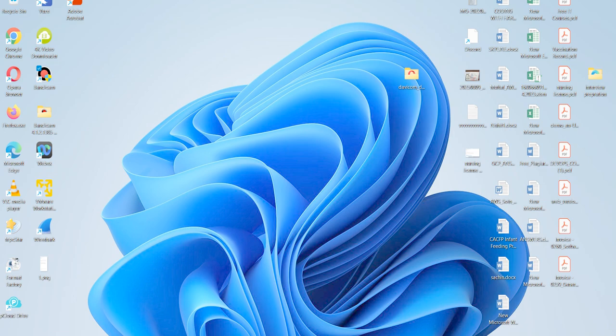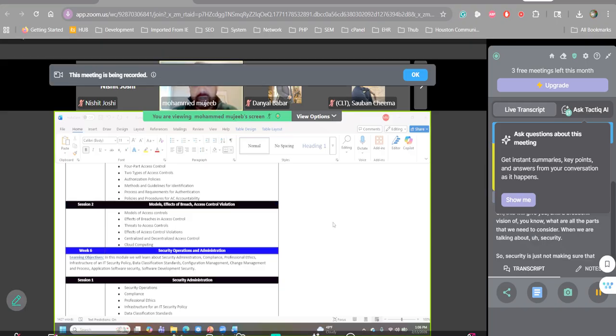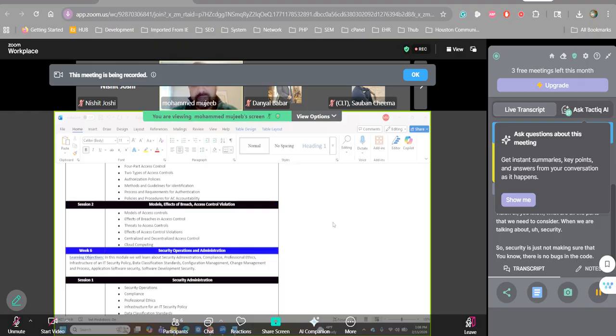Making sure that there are no bugs in the code, but there are a lot more aspects to it. So you will see those in today's session too, and what other components are involved in security.